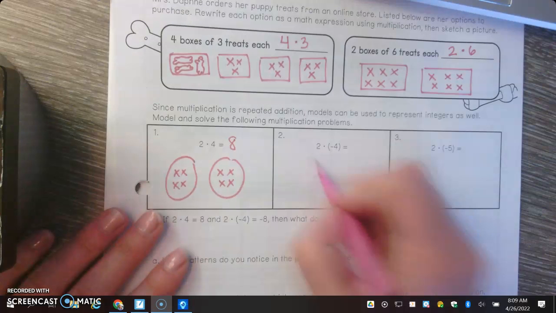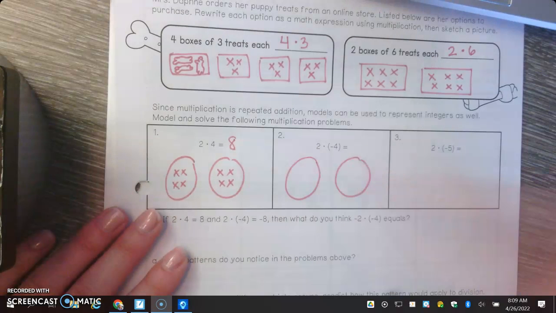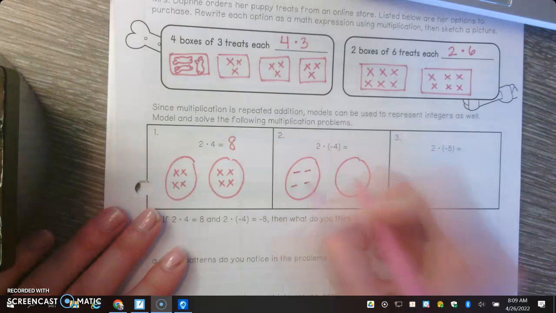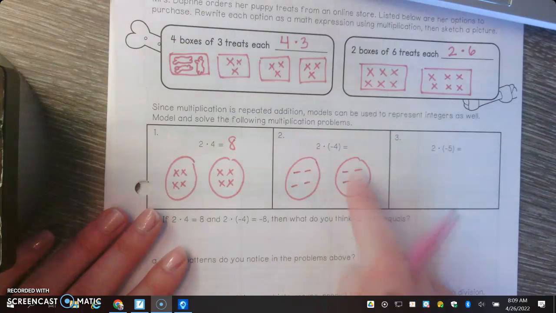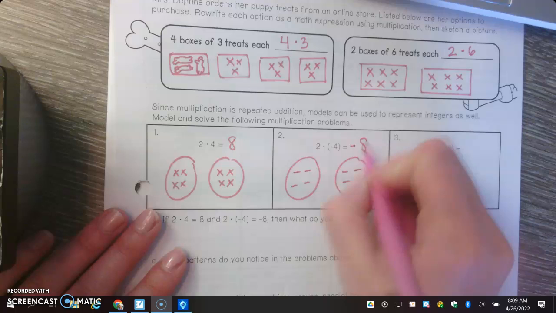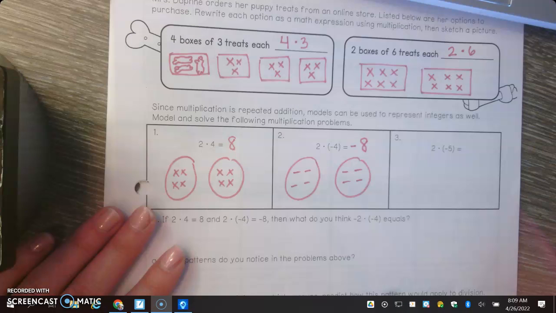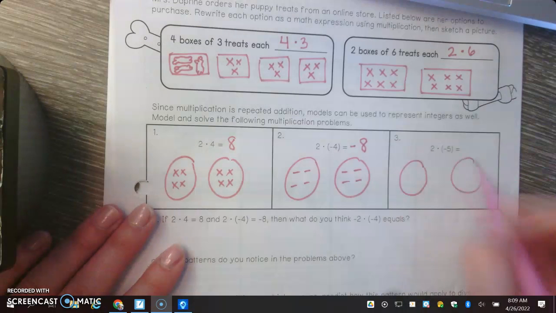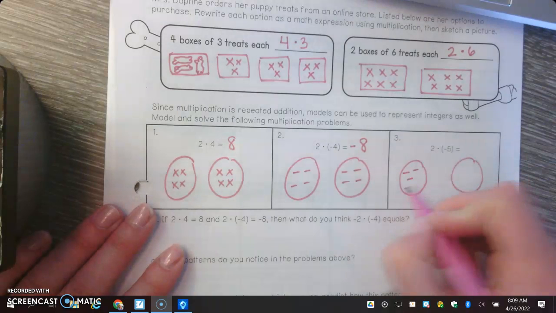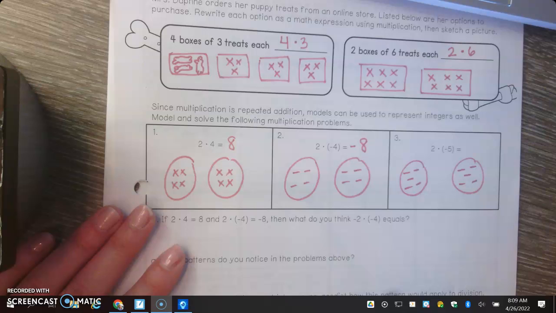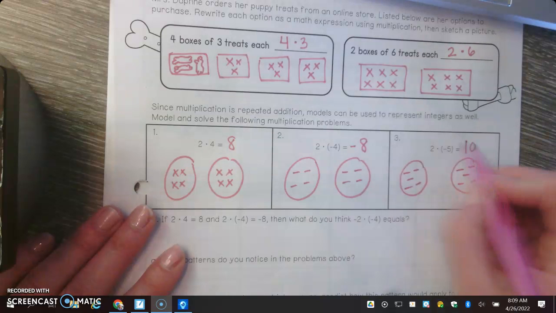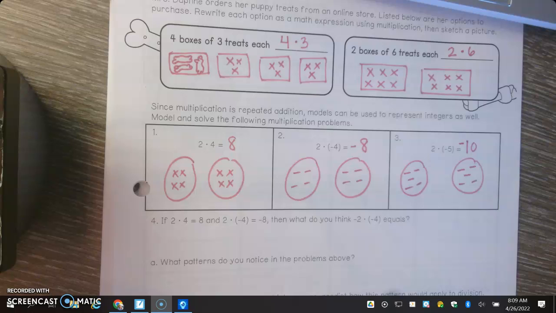Well, what if I have 2 groups and I've got negative 4 in each group? Well, let's see. What if I put 4 negatives in each group? How many negatives do I have total? 1, 2, 3, 4, 5, 6, 7, 8. Negative 8. Alright, what if I have 2 groups with negative 5 in each group? 5 negatives. How many negatives total? 10 negatives. Negative 10. Okay?